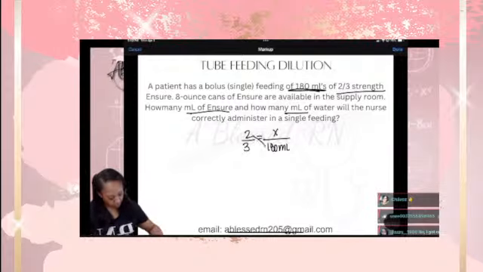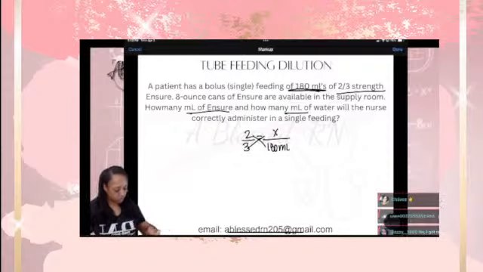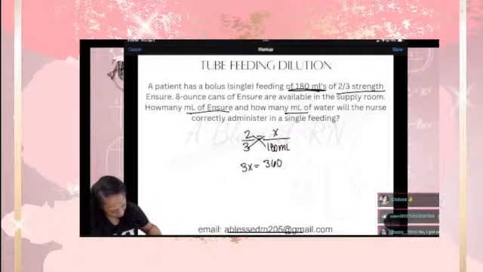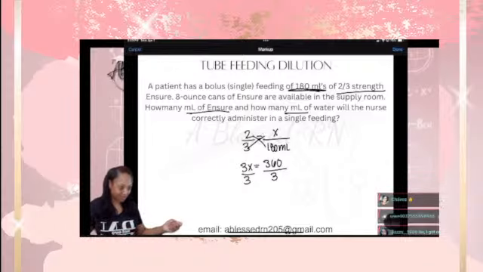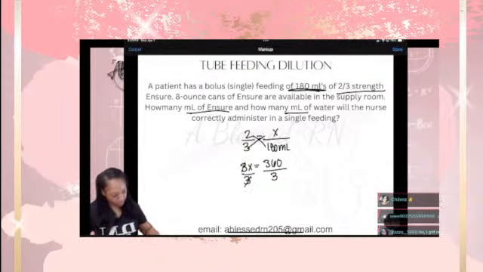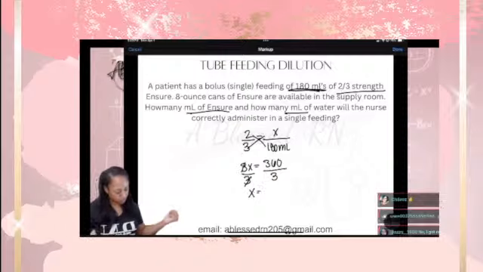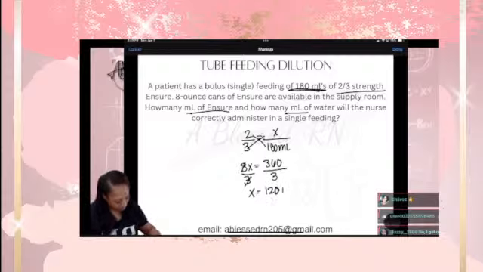So we cross multiply when you do a ratio and proportion. So it's going to be 3X equals 360, okay? So then to isolate X, you're going to divide by 3 on both sides because you have an equal sign. What you do to one side, you have to do to the other side. So now the 3's cross out. X is going to be 120 because 360 divided by 3 is 120. So that is how many mLs of Ensure.